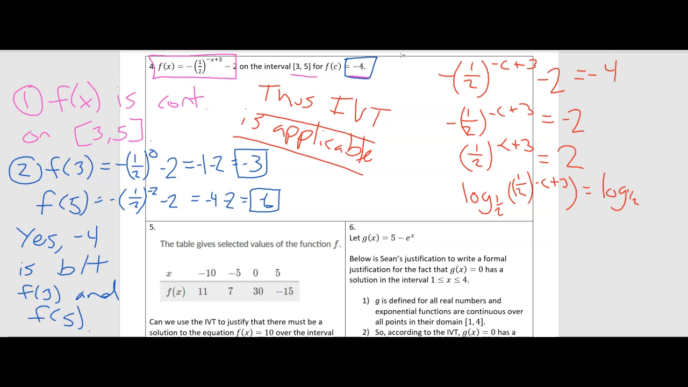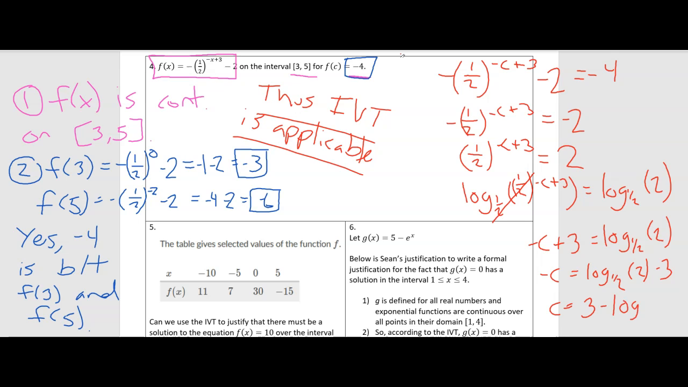The solution is going to look a little funny, but the math holds up. The two bases here simplify. So I'm left with -c plus 3 is equal to log base 1/2 of 2. Then I am going to subtract 3 from both sides. And divide both sides by -1, which gives me c equals 3 minus log base 1/2 of 2.